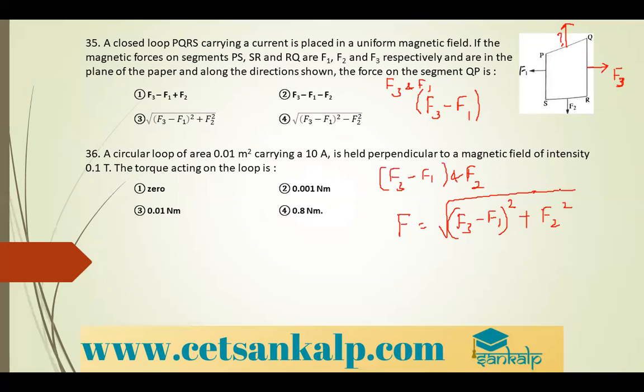So you have the formula, right? The resultant R is equal to root of F1 square plus F2 square plus 2 F1 F2 cos theta. Now we know that the angle between both F1 and F2 will be 90 degrees since they are perpendicular. So cos 90 will be 0, and the whole term becomes 0.